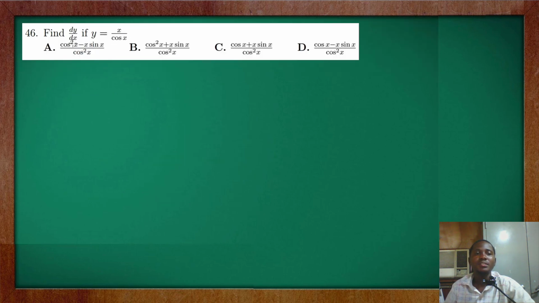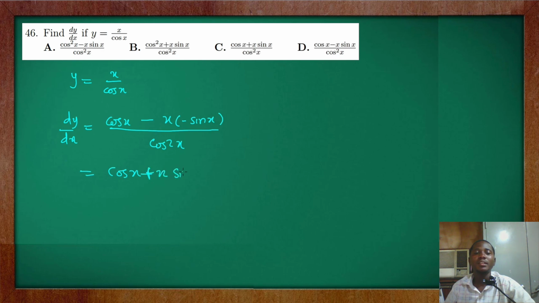In this question, they said find dy dx. So we are given y to be x over cos x. So what would be our dy dx? Using the quotient rule, that means our dy dx would be cos x, differentiate x, you have 1, minus x, differentiate cos, you have minus sine x, then all divided by cos squared x. So that means you have this to be cos x plus x sine x over cos squared x. So the correct option to this question is Option C.